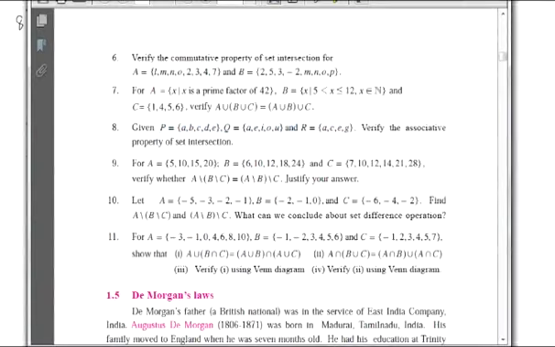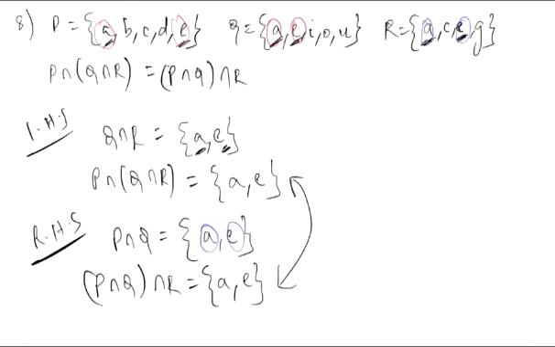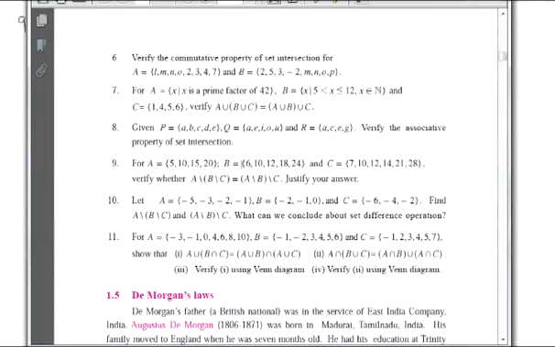Then do we have time left to solve this also? I guess so. Let's see. Okay, for the 9th sum, 9th set A is what? 5, 10, 15, 20. Multiples of 5.